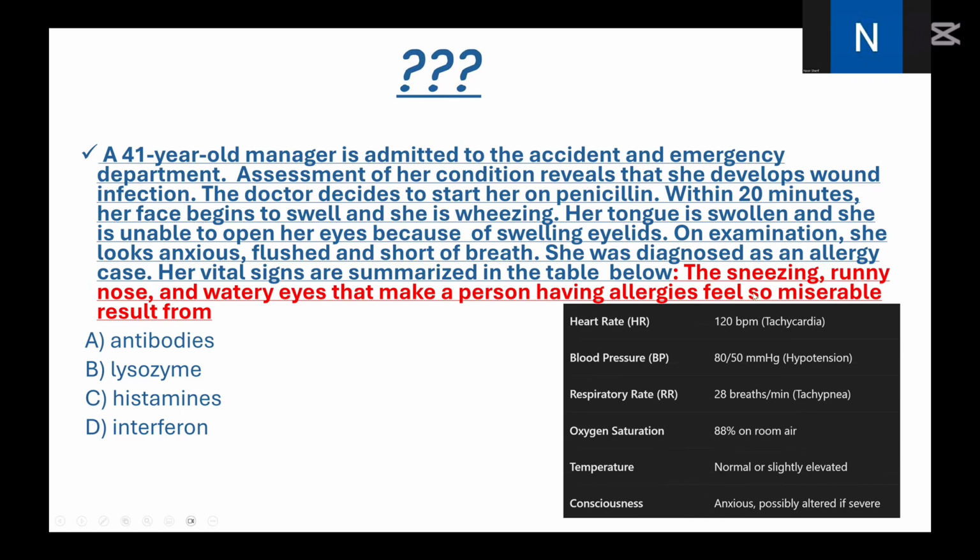Now, the same question, but this time it says the sneezing, runny nose, and watery eyes make a person having allergies feel so miserable as a result of histamine released by mast cells and basophils.